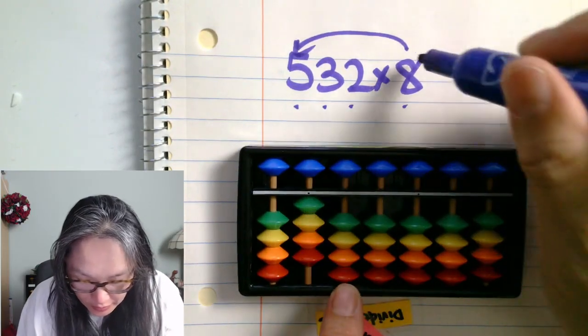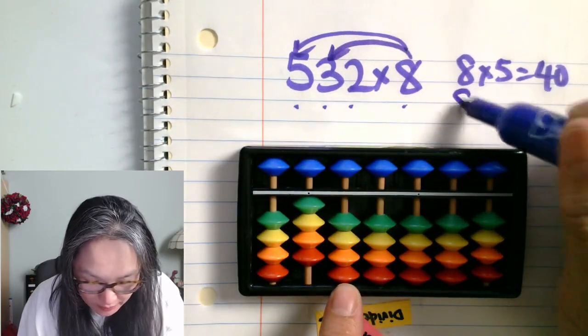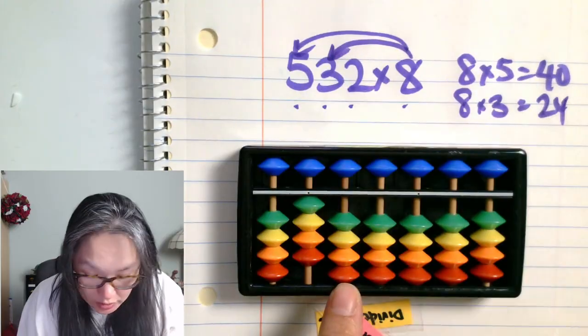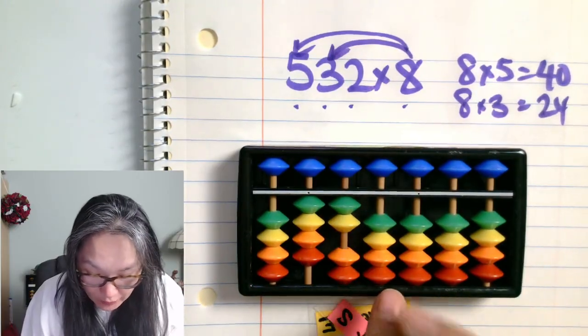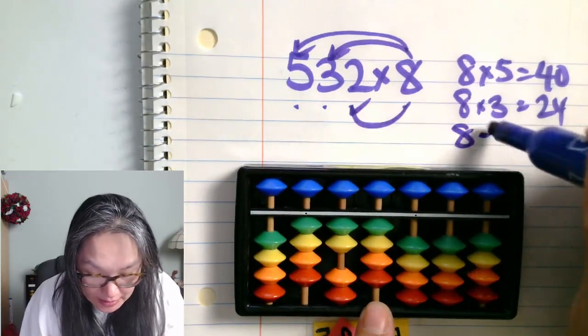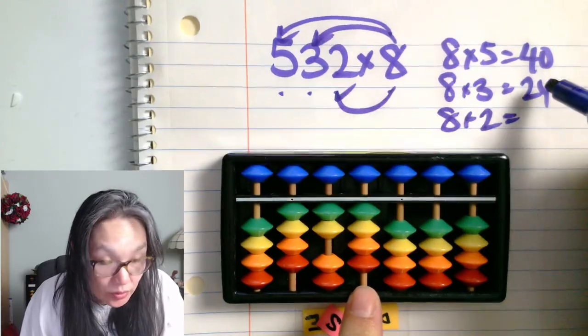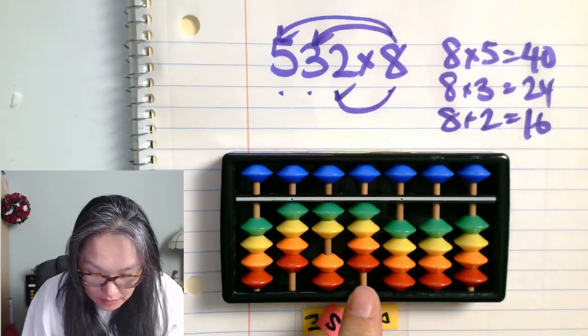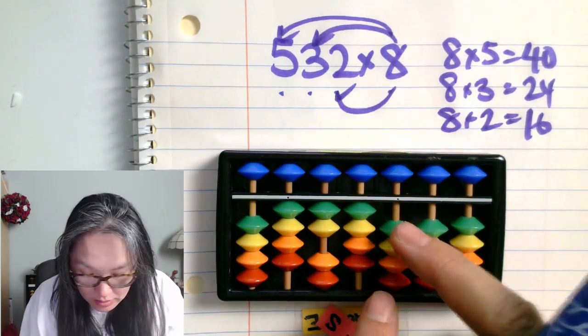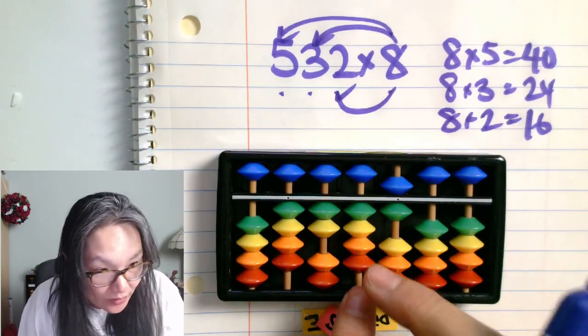And then I do 8 times 3. 8 times 3 is equal to 24. So I add my 2 and then my 4. And then I do this. 8 times 2 is equal to 16. I add my 1. I add my 6. I add 6 here. So let me add the 6. But now I have to add the 1.